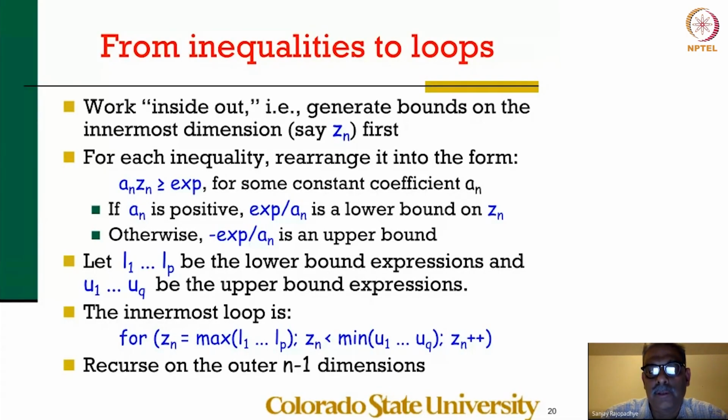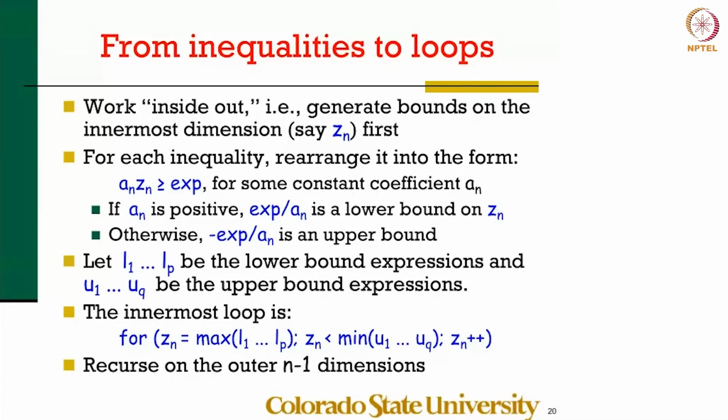I found the way to generate the innermost loop, which is the lower bounds on the nth, the innermost index, as some lower bound expressions involving all the n-1 indices, and also some upper bound expressions on the same n-1 indices. Now what do I do? I have to eliminate the index for which I have already generated the bounds. So I basically have a polyhedron in the outer n-1 dimensions, z1 to zn-1, and I'm going to construct that polyhedron.